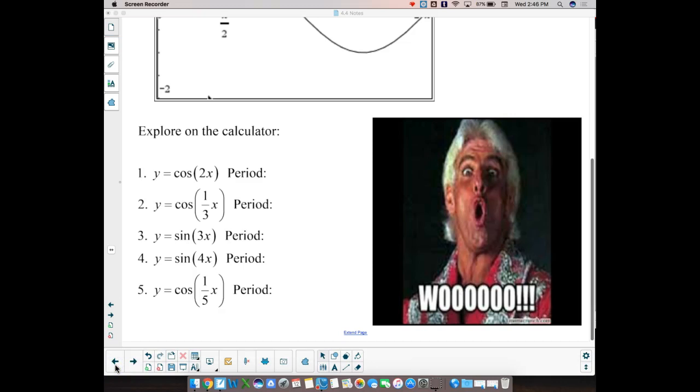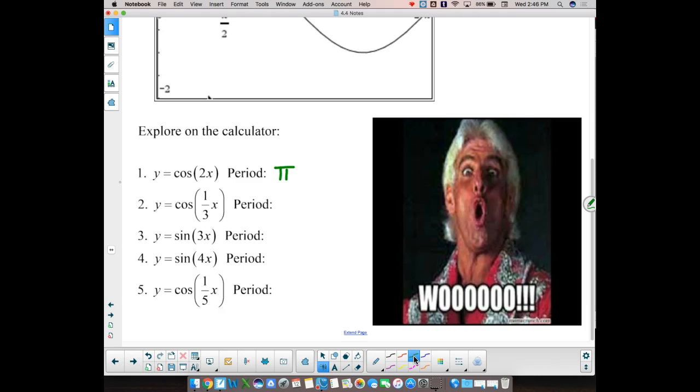So, what you should have found from your exploration is that the period of the cosine of 2x is pi. So you should have seen in your window 2 complete cosine waves in there.